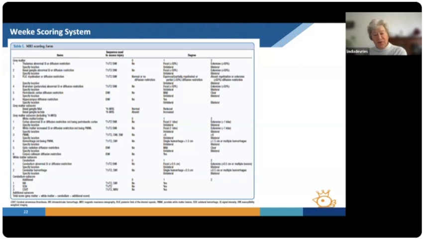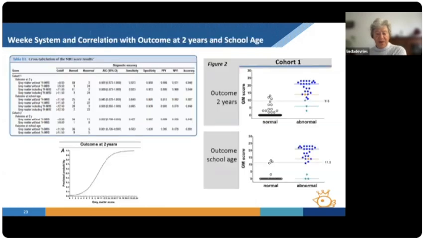If you've done it a few times, it's really very easy to do. And if you can get your radiologist to do it, then you have a definite report in the notes as well, which is helpful. But you can also do it yourself because it's really not difficult to perform. And then you get really good prediction for outcome at 2 years, but also for outcome at school age. And we produced a graph for the gray matter score, which is most often related to outcome. And you see that it goes up very steeply. And if you're above 12, then you get a very high risk of an abnormal outcome.